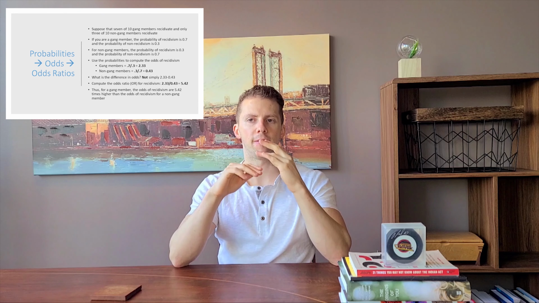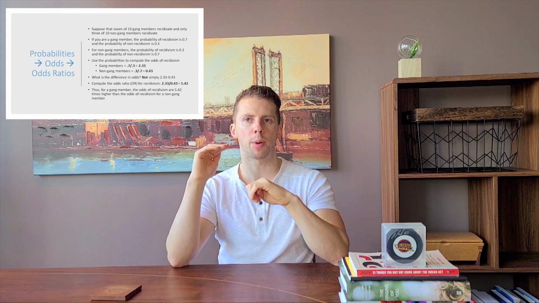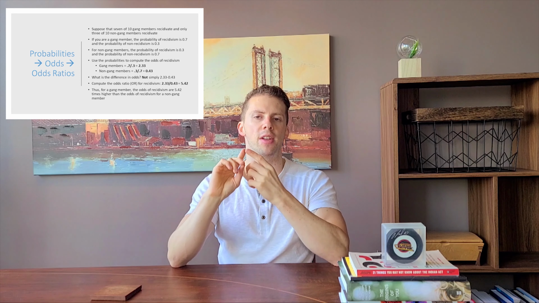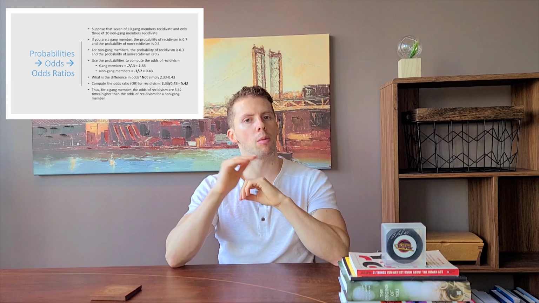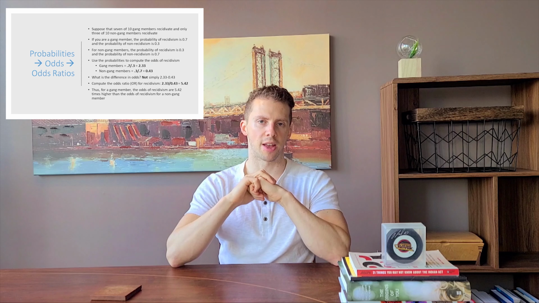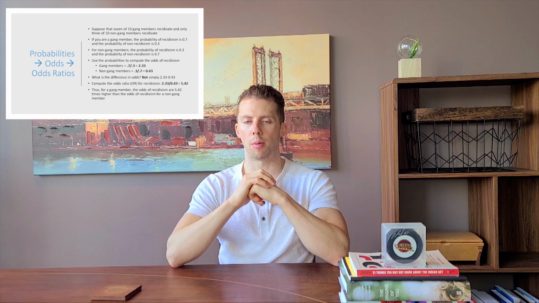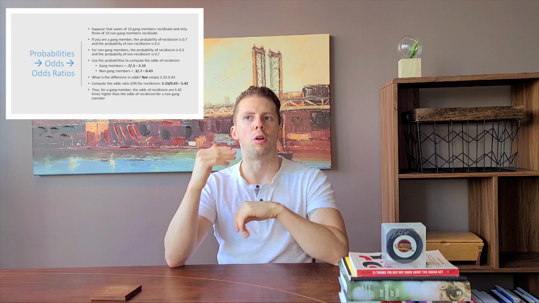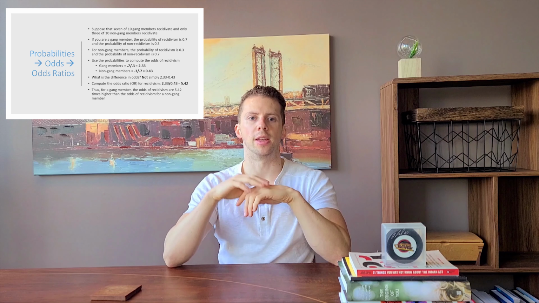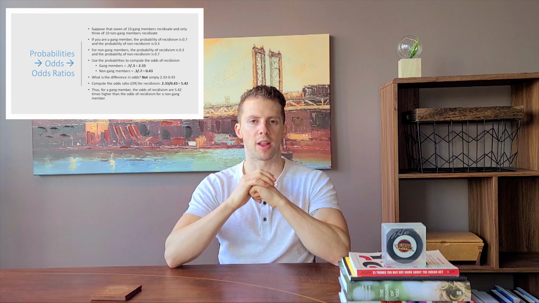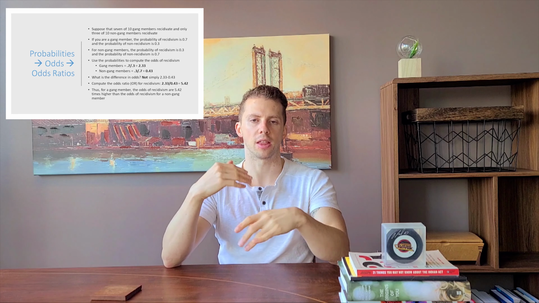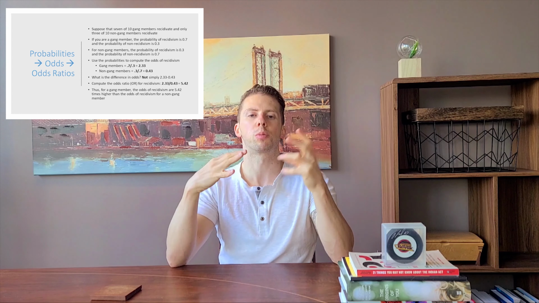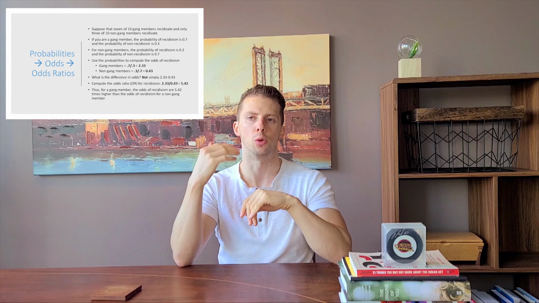We can begin to figure out the odds ratio first by looking at probabilities. For gang members, 7 out of 10 recidivated, meaning the probability of recidivism was 0.7. We can also say that the probability of non-recidivism would be 0.3. For non-gang members, the probability of recidivism is 0.3, or 3 out of 10 recidivated. That means the probability of non-recidivism is 0.7, because these probabilities have to add up to 1.